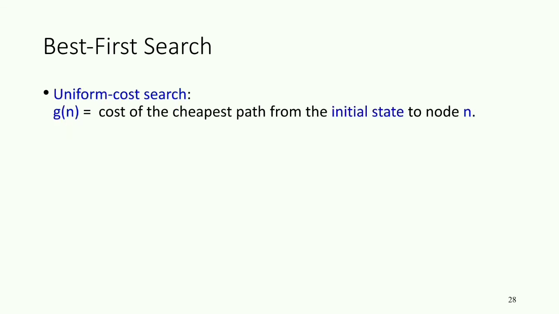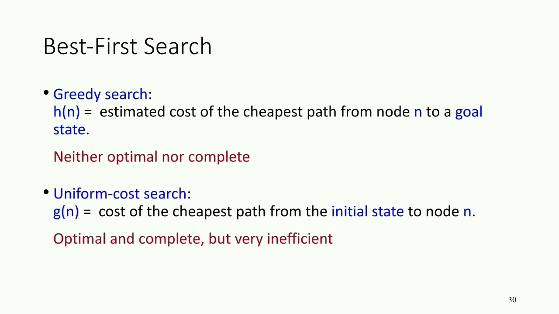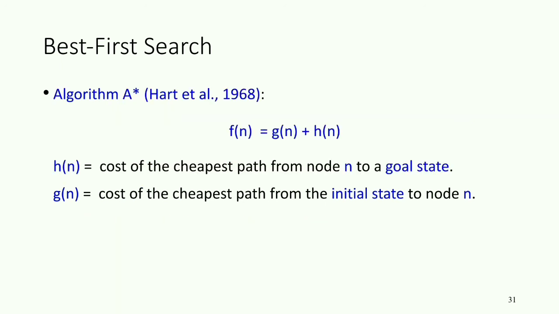Best first search uses greedy search, with h of n, the heuristic function, equal to the estimated cost of the cheapest path from node n to a goal state. Uniform cost search uses g of n, equal to the cost of the cheapest path from the initial state to node n. Greedy search is neither optimal nor complete. Uniform cost search is optimal and complete but very inefficient.